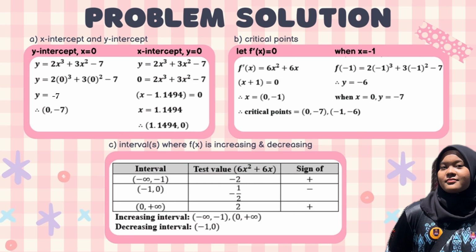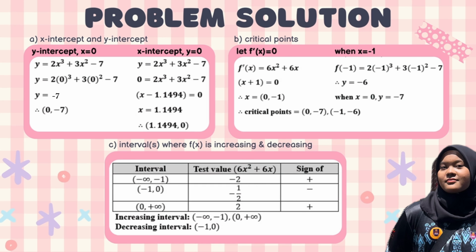Next, we want to find the critical points. First of all, we let f'(x) be equal to 0, and we got that x is equal to 0 and negative 1. When x is equal to negative 1, we got that y is equal to negative 6, and when we substitute 0 into x, we got that y is equal to negative 7. So the critical points are (0, -7) and (-1, -6).